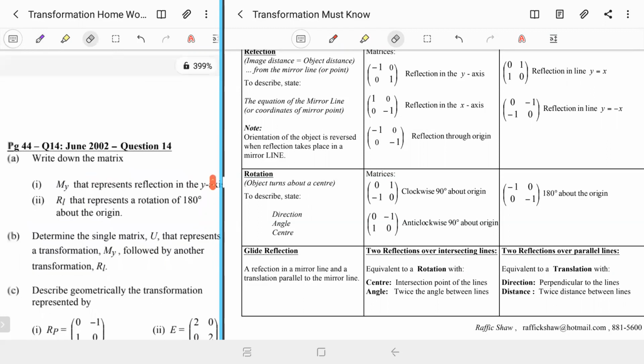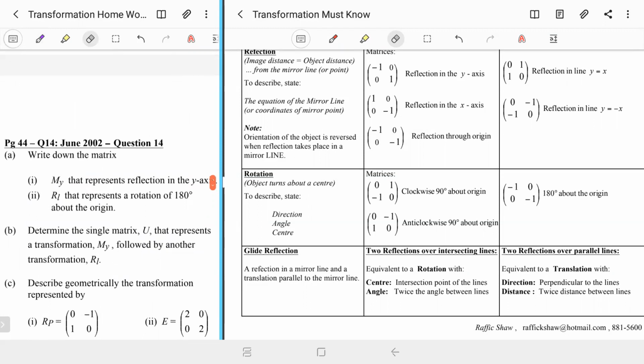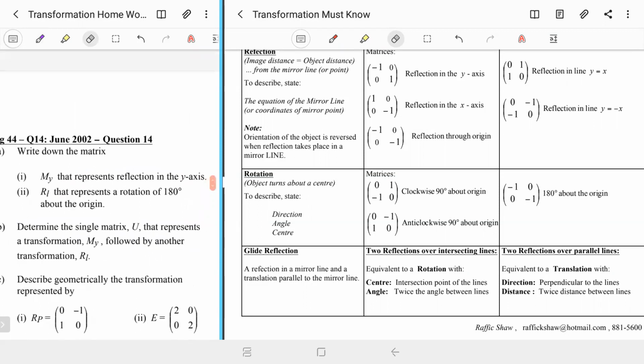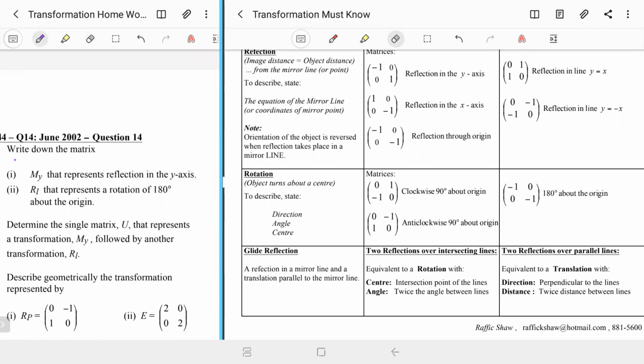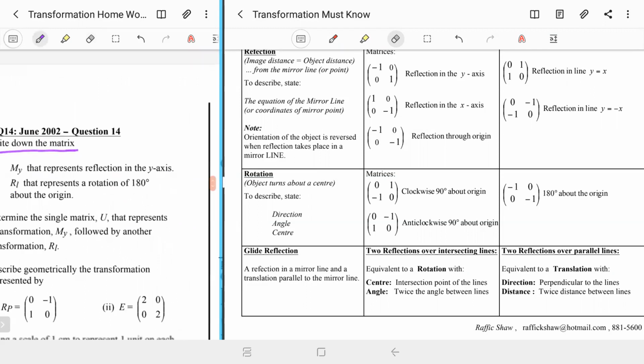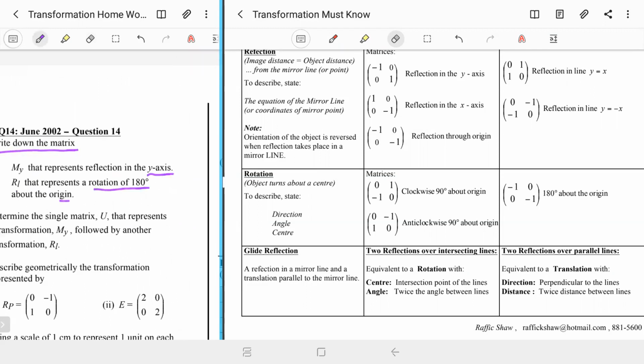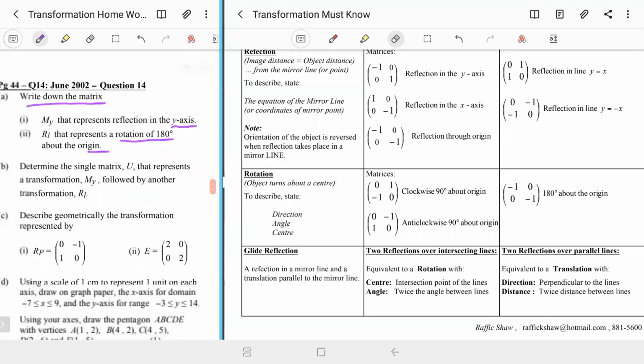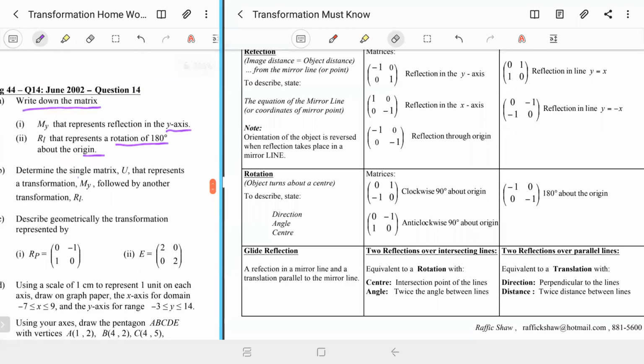They ask if you can write down some matrices. They ask you to write down the 2 matrices for the y-axis reflection and for the 180-degree rotation. So you must know them 2 matrices there. And then down here, they say, watch out now, determine the single matrix U which represents MY followed by RL. That's the x-axis reflection, you know. That's the answer.